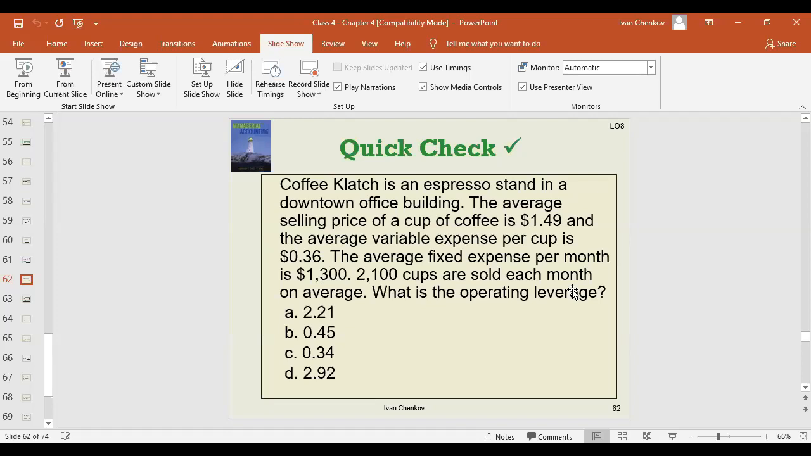You can work the fastest way. Get the contribution margin per cup, which you already know, 1.13 times 2,100 cups. That's going to give you the contribution margin. That's the first number that you need. That will be your numerator. Then from that number, deduct the fixed cost to get the operating income. That will be your denominator. Get the number.